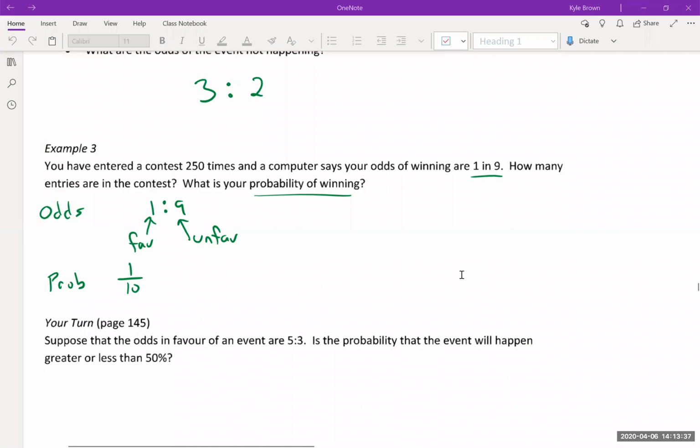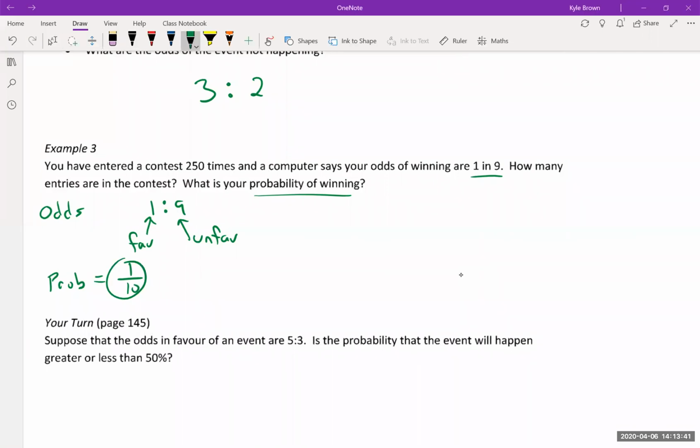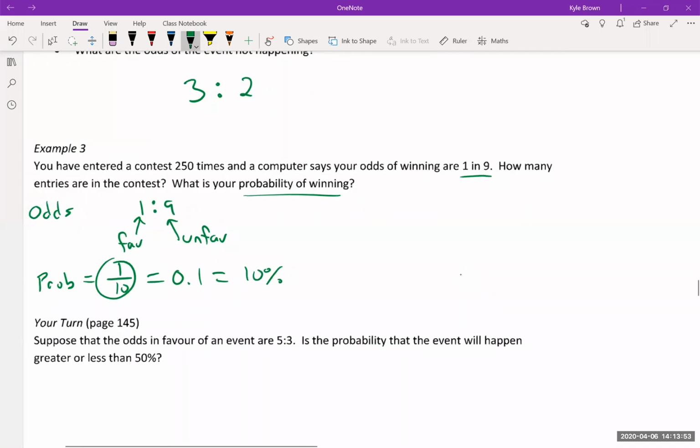Okay, cool. So probability is going to be 1 over 10, which would be the same thing as 0.1, which would be the same thing as 10%, right? Those would all mean the same thing, right? It's fine either way. You can write it any way you like. A lot of times we like it as a percentage.